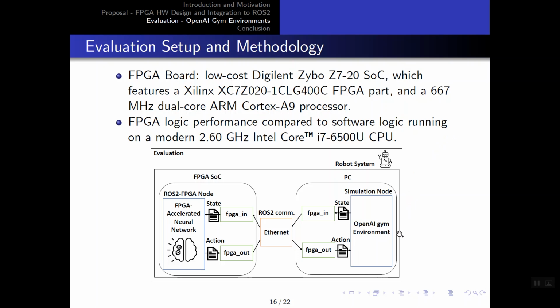We have an OpenAI Gym simulation running on a ROS2 node which runs on a PC. The simulation environment publishes state inputs to the FPGA in topic. The ROS2 FPGA node receives the state inputs, and the generated PYNQ interface sends the state inputs to the FPGA hardware, where action outputs are computed. The action outputs are then sent back to the simulation node, which runs on the PC, and the simulation proceeds this way. Communication between the PC and the FPGA SoC is achieved through Ethernet, which is supported by ROS2.